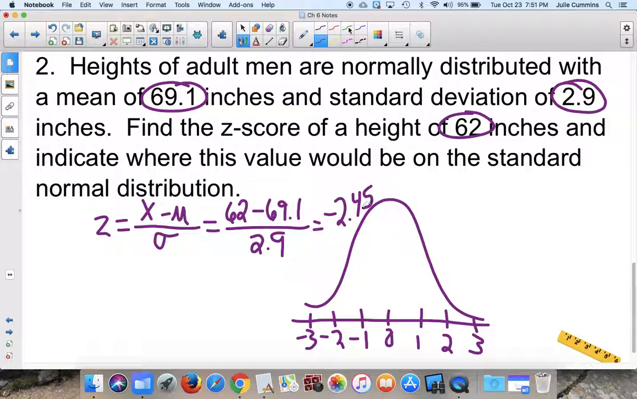So this person is negative 2, which means it is below the mean. So almost 2.5 below the mean. So this is where that person falls as far as height. So they're a little bit on the short side, a little below average.